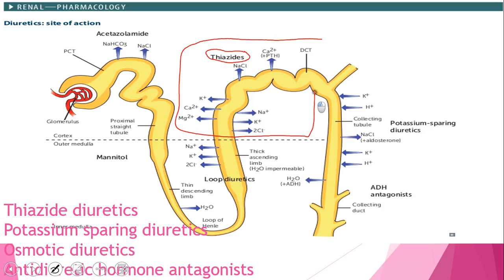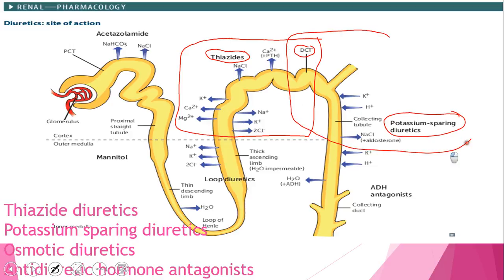and here's distal convoluted tubule, and we'll talk more about those later, of course. Then we have our potassium-sparing diuretics, also taking their effect here, more in the collecting tubule though. And then we have our osmotic diuretics, which I'm not seeing on this list. I'm not going to make assumptions. We'll come back over that when I figure that out. And then we have our antidiuretic hormone antagonists here in the collecting tubule as well.